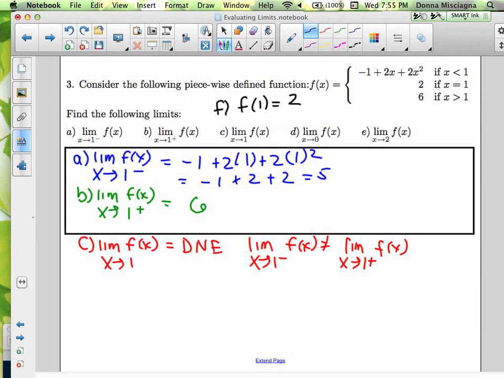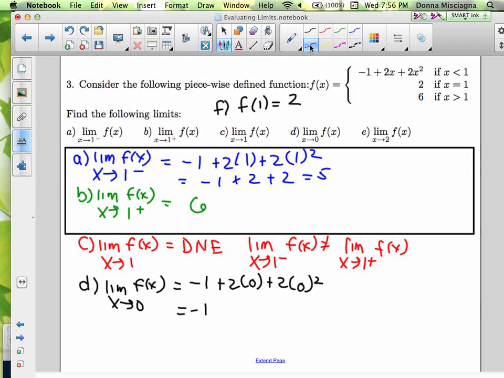All right, so let's take a look at D. The limit of f of x as x approaches 0. Now we just use the less than 1. So that's going to be negative 1 plus 2 times 0 plus 2 times 0 squared. Well, that's just going to be negative 1. And then finally, on this page, I'm going to do one more set. The limit of f of x as x approaches 2. Now we've got to use the greater than side. Well, that's 6, since anything greater than 1 is 6. And we're done with this one.